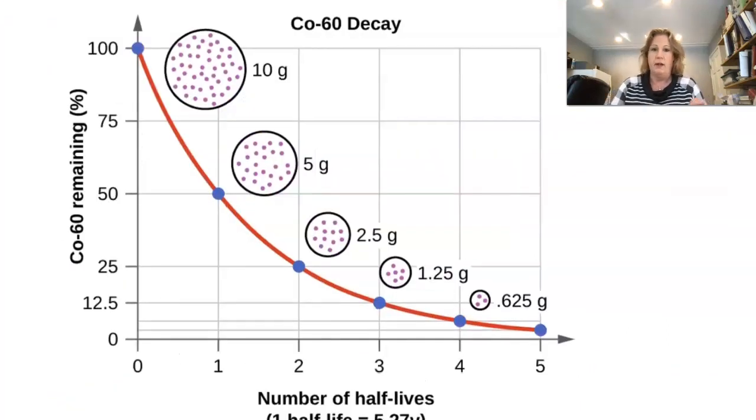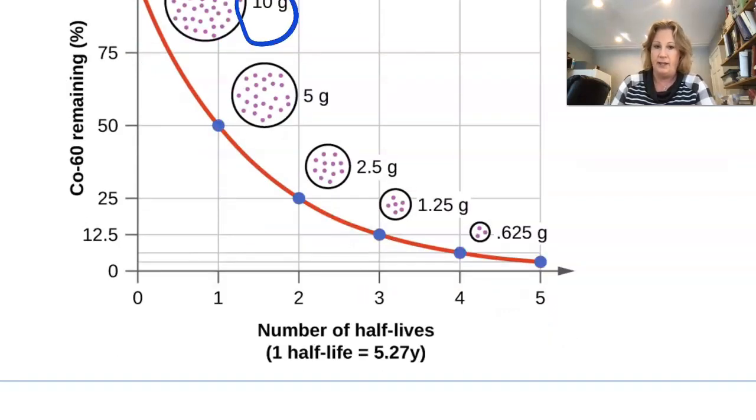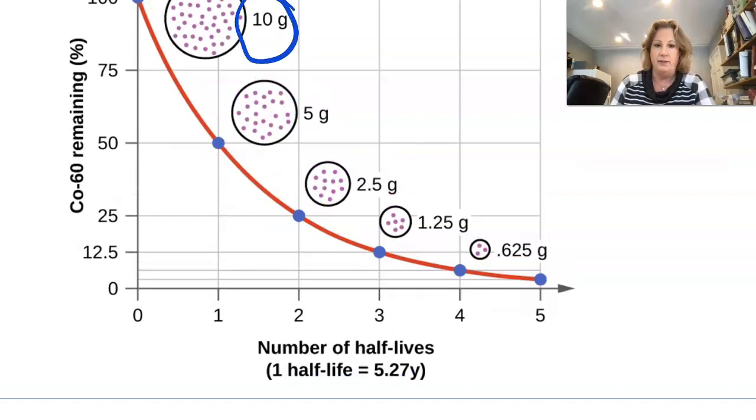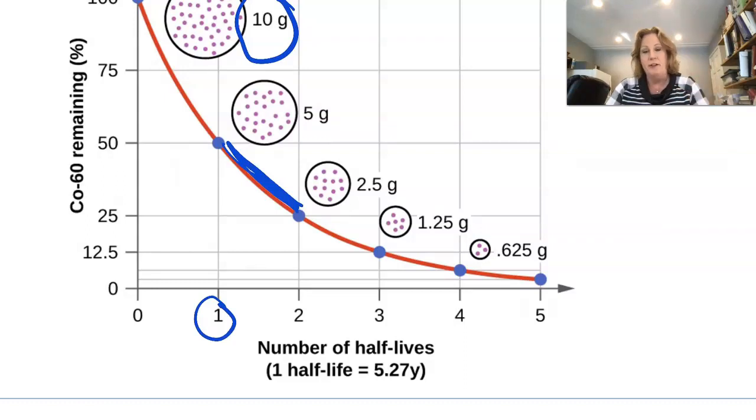And right here, this one is showing you the original sample size is 10 grams. So after one half-life, you'll only have half that remaining. And then another half-life. So in this case, the half-life is right here, and that represents 5.27 years. So after another 5.27 years, another half-life, you'll have half of the 5 grams, which is 2.5 grams. And then again, after another 5.27 years, you'll have half of the 2.5, to 1.25, and so on. So it approaches zero.